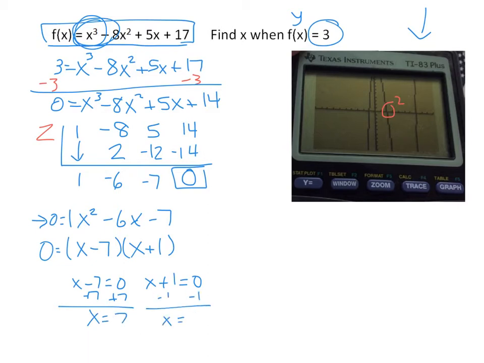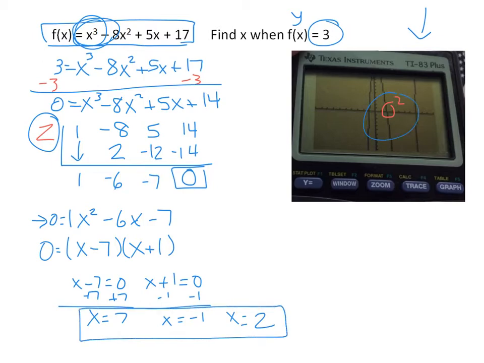x equals negative 1. And remember, we have to go back to the fact that this 2 right here is another solution. So we're going to come down here and write x equals 2. And we found that from our graph. There are our 3 solutions. Something different happens on the next page, on the next screen, so make sure you look at this last example on the next screen.